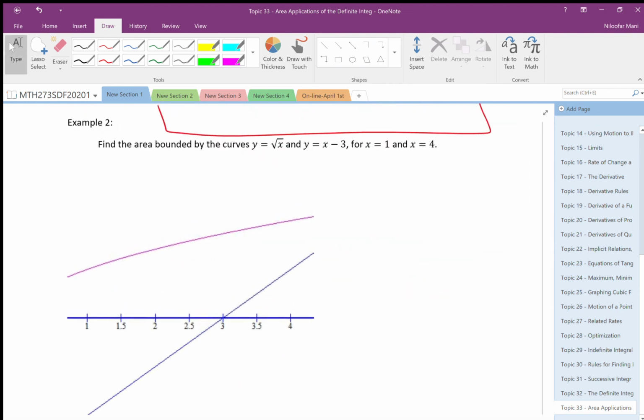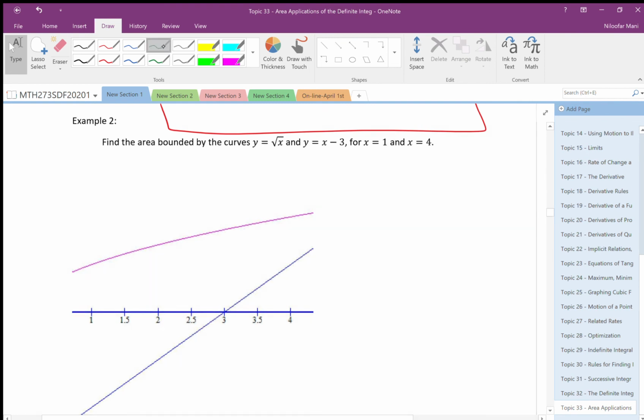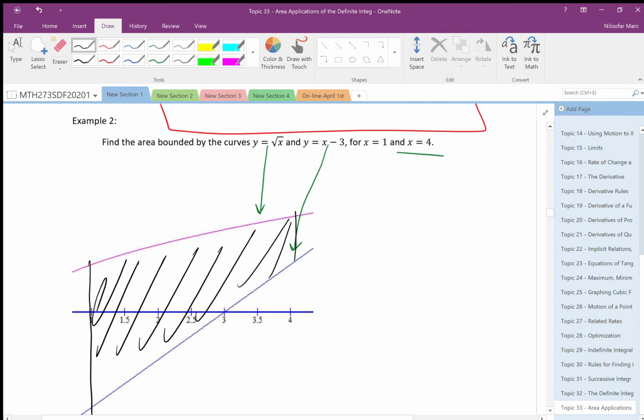How about this? As you can see, this one is here, this one is here. I have the picture. From where to where? From this to this. A little part goes to negative, doesn't matter. I can say it is from 1 to 4. Why? Because I see here from 1 to 4 radical x minus 3 dx.